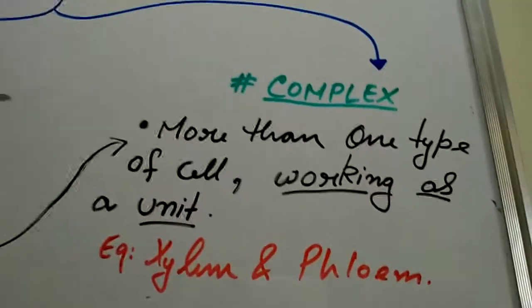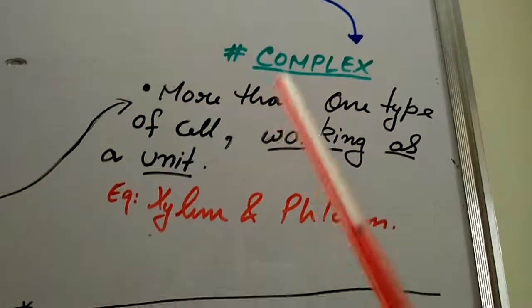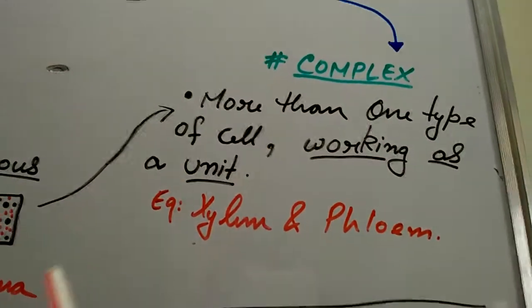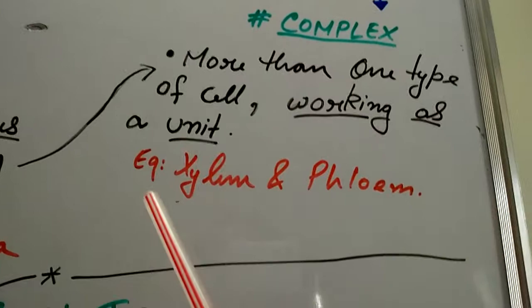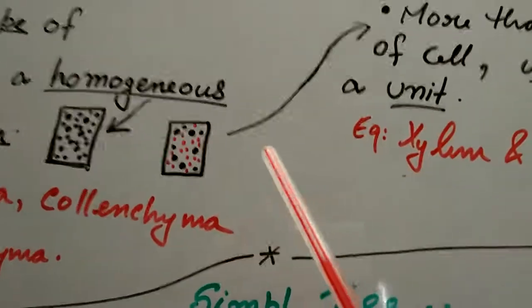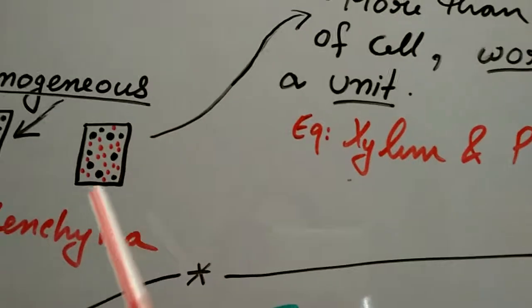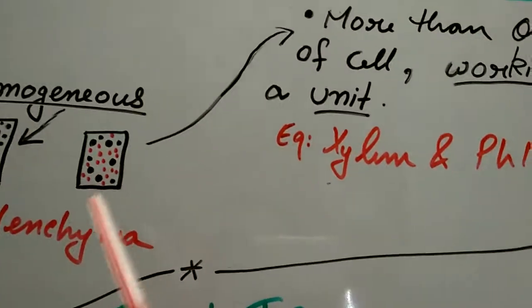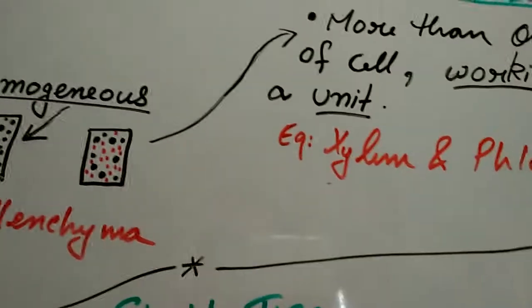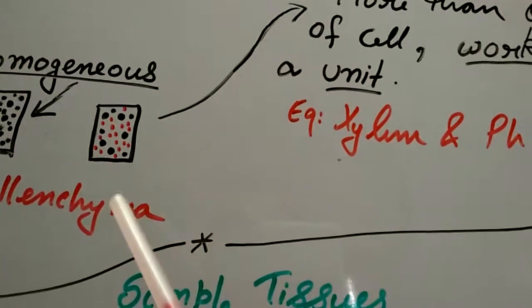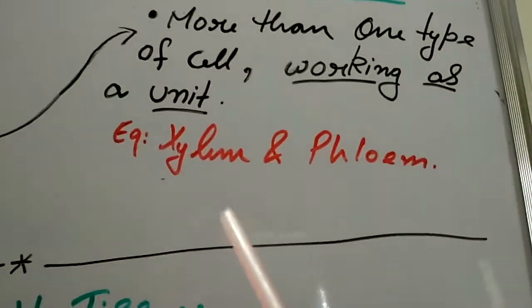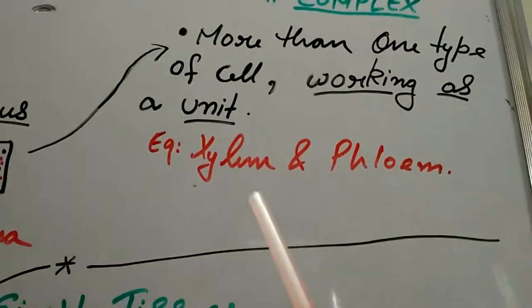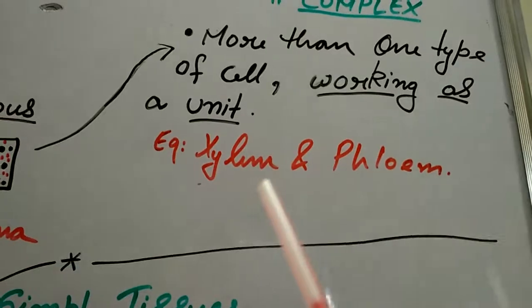The second type of permanent tissue is complex permanent tissue. This is just the reverse of simple permanent tissue, that is composed of more than one type of cell working as a unit. For example, if you take this diagram, then this is a complex permanent tissue where more than one type of cells are present. Black dots and red dots representing two types of cell working as a unit. For example, xylem and phloem. These are vascular tissues meant for conduction of water, mineral, food. So xylem and phloem are complex permanent tissue.